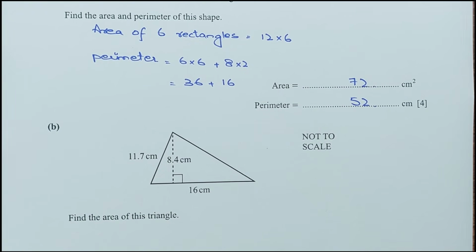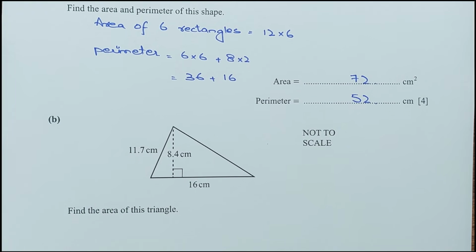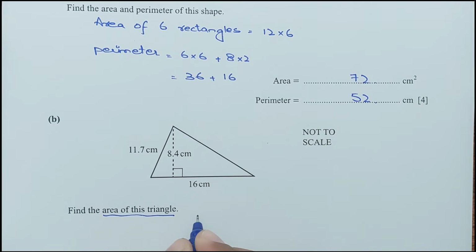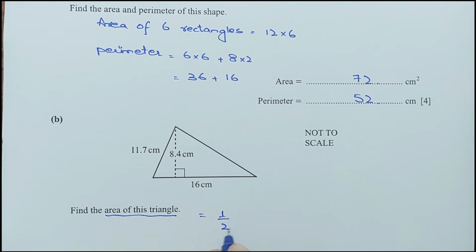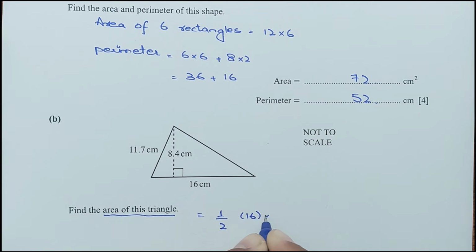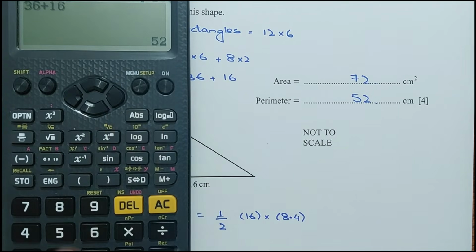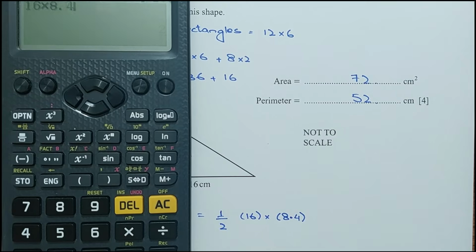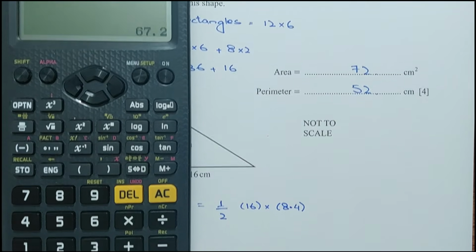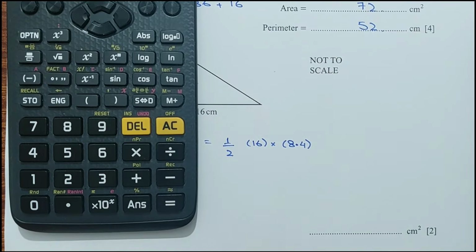Now for part B, find the area of this triangle. So area of a triangle is half base times height. Half, the base is 16, times the height is 8.4. Right. 16 times 8.4 divided by 2, 67.2 centimeters squared.